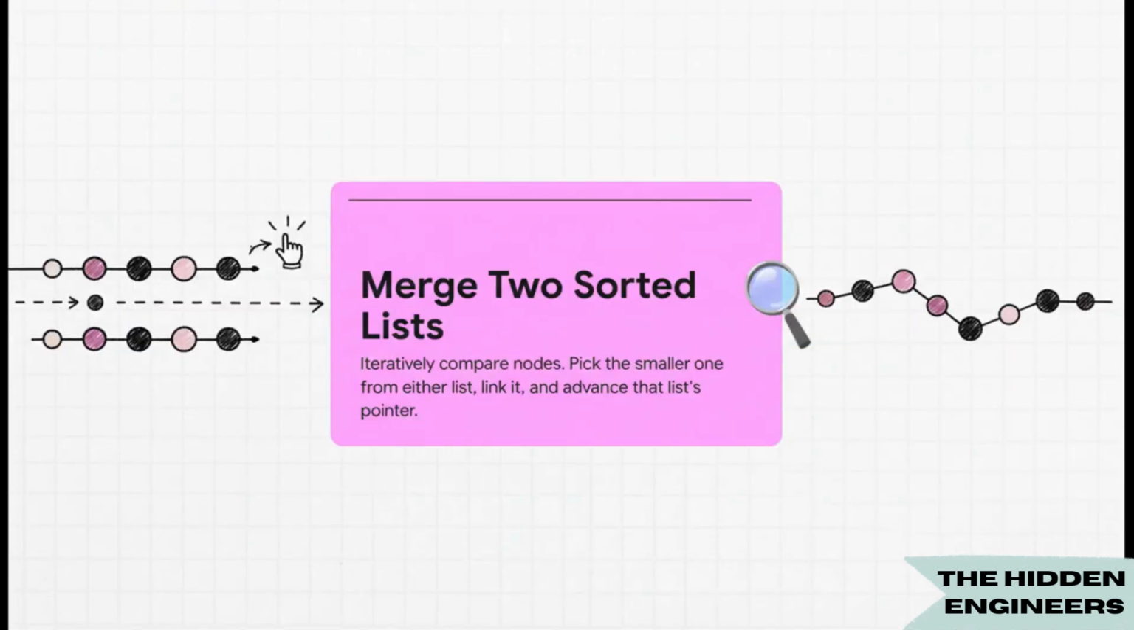And last but not least, merging two sorted lists. Now, this one's a little different. It's less of a clever trick and more of just a really fundamental, straightforward process. You literally just look at the front of both lists, pick the smaller one, add it to your new list, and then move that pointer forward. You just keep doing that. It's a super clean, super important building block for bigger algorithms like merge sort.